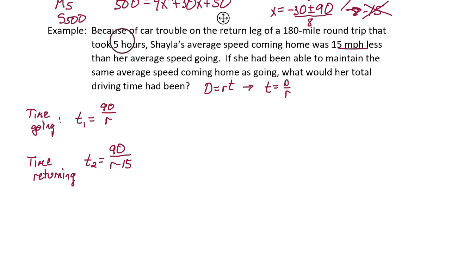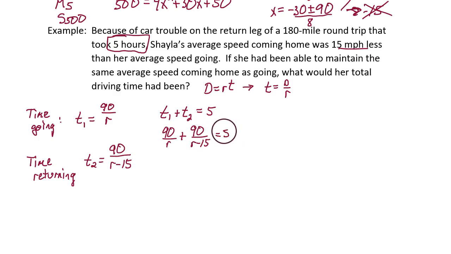In the first sentence, we're told that the total time is 5 hours. So let's add together the time going plus the time returning. We know that that is equal to 5. Let's substitute our expressions in there that have the letter R in them. So 90 over R plus 90 over R minus 15 is equal to 5.